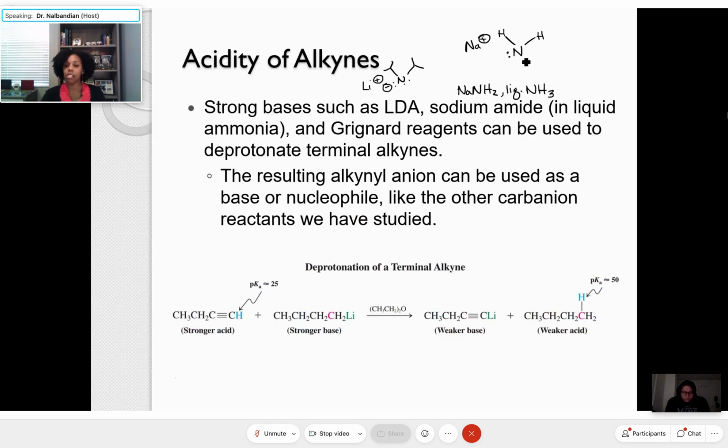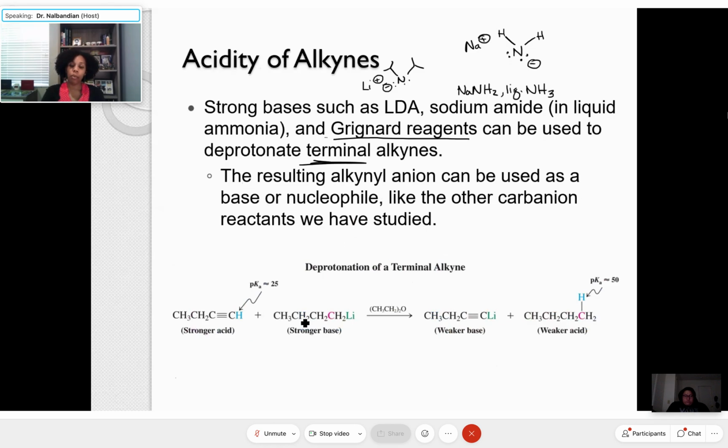But whenever nitrogen has two bonds, it has two lone pairs, and so it ends up with a negative charge. Remember we said nitrogens with a negative charge are strong bases. So these are strong bases, and then we also said Grignard reagents are strong bases. All of these can be used to deprotonate an alkyne, but remember it has to be a terminal alkyne because there has to be a hydrogen there.